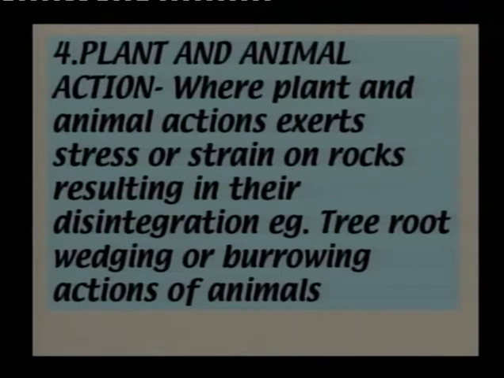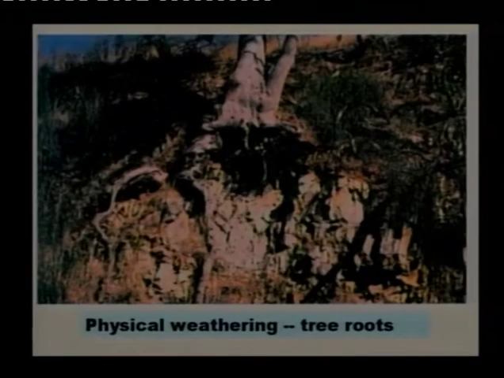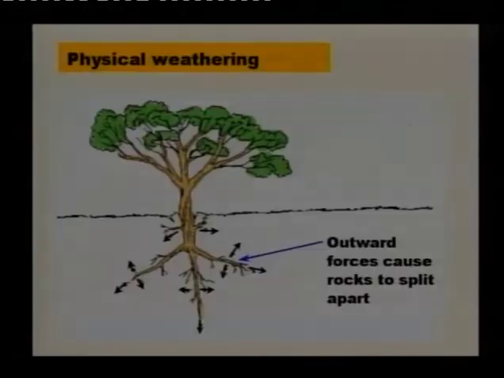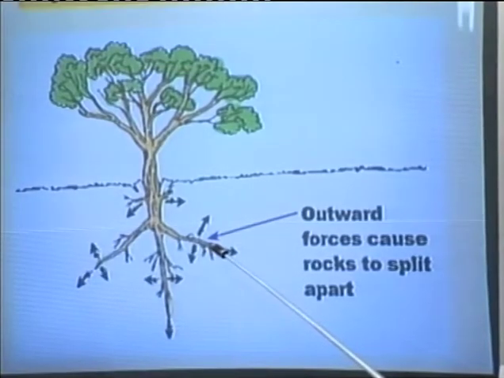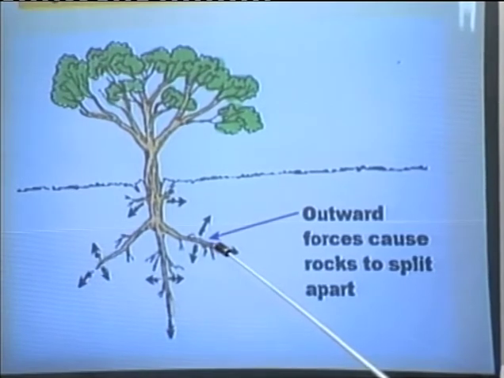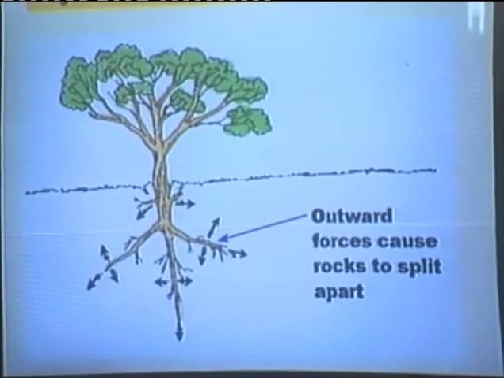Okay, let's look at some examples of physical weathering. Tree root wedging. You can see here the roots of the tree growing into the rocks, resulting also in the breaking up of those rocks. Look at this diagram here. We're looking at the outward force. When the roots are actually growing, the outward force is the one that contributes to the splitting or the cracking of the rocks of which the roots are growing into.